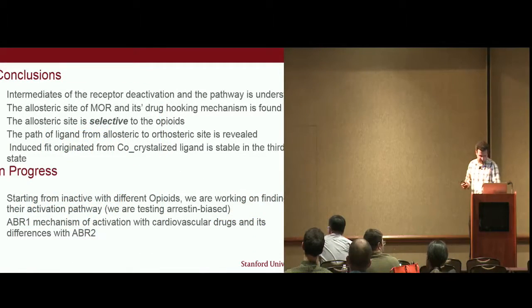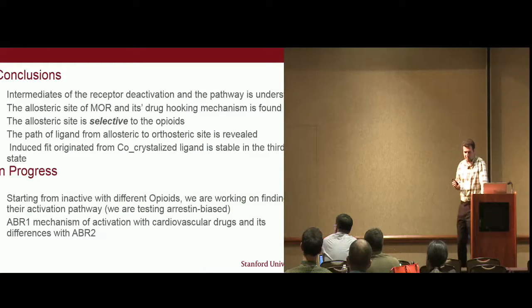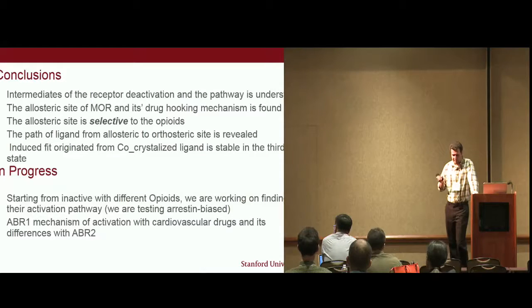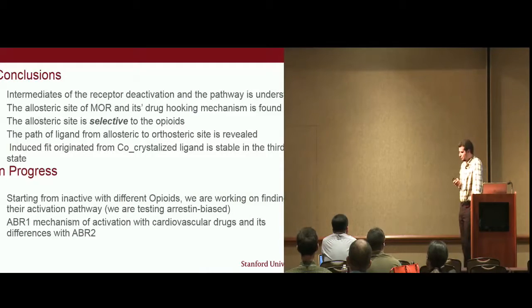So in conclusion, we found that the intermediates of the receptor activation and the pathway are understood. This is very important in drug design, in the way that you can find the hits and go from hits to leads, because when we know the mechanism of the activation, it helps us design the type of drugs which are great analgesics and don't have the side effects. By side effects I mean they are not arrestin biased.